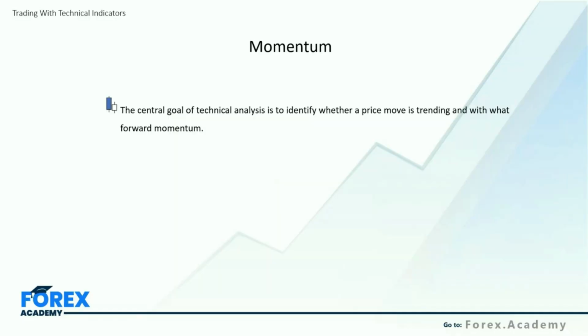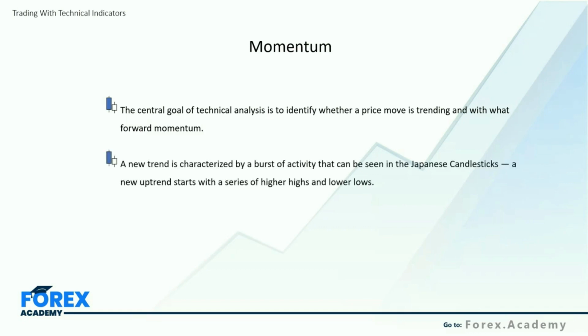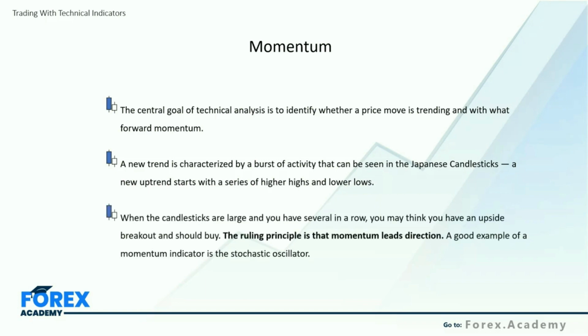So moving on to discuss technically what we mean by momentum. Well, as a central goal of a technical analyst, we are there to identify whether a price move is trending and with what forward momentum. A new trend is characterized by a burst of activity that can be seen in the Japanese candlesticks. A new uptrend starts with a series of higher highs and lower lows. When the candlesticks are large and you have several in a row, you may think you have an upside breakout and should possibly buy. Now, the ruling principle here is that momentum leads direction, so it is very much a leading indicator. A good example of this, as indicated, is the stochastic oscillator there.